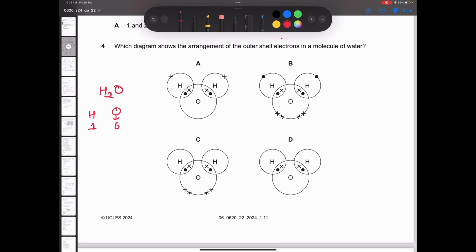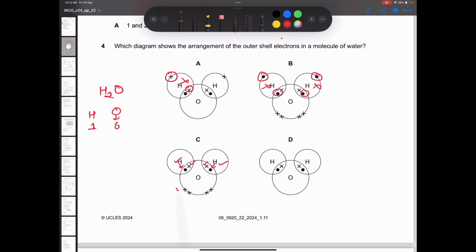Okay. So here they are showing hydrogen with 2 electrons. This is incorrect. They're again showing hydrogen with 2 electrons. Incorrect. And again hydrogen with 2 electrons. Incorrect. Now let's check option C. They're showing hydrogen with only 1 electron. This looks correct. Let's check for oxygen. How many electrons does oxygen have?